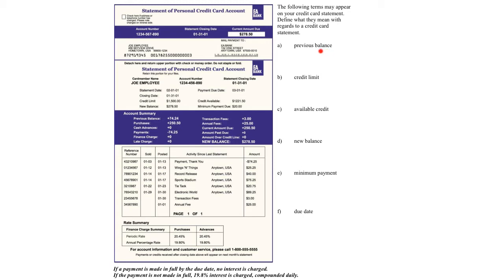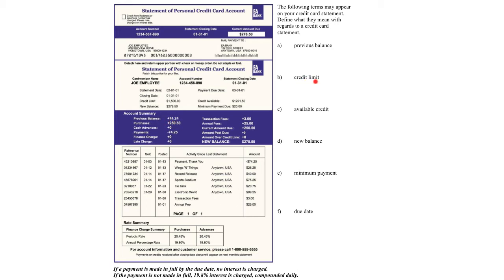The previous balance is the amount that you owed last month. So here we see previous balance, $74.24. So that means this person owed $74.24 to the credit card company last month.